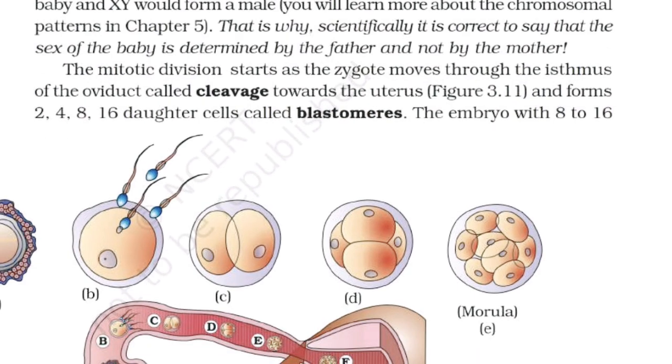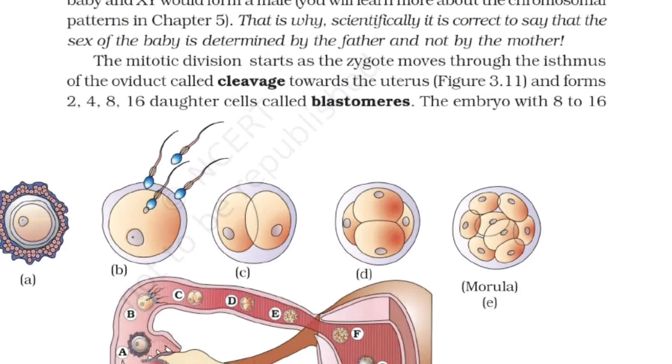The mitotic division, called cleavage, starts as the zygote moves through the isthmus of the oviduct towards the uterus and forms 2, 4, 8, 16 daughter cells called blastomeres.